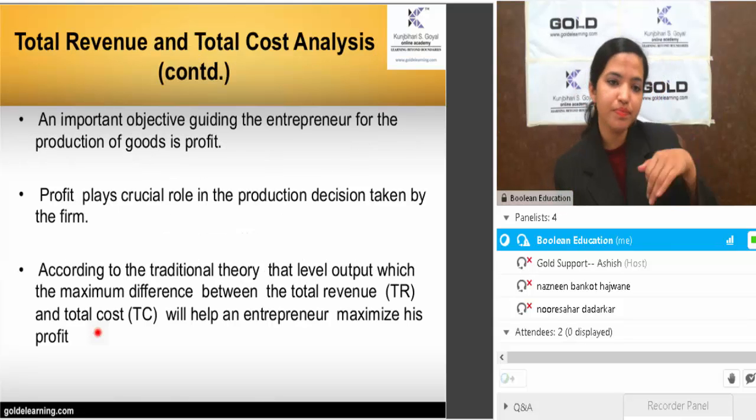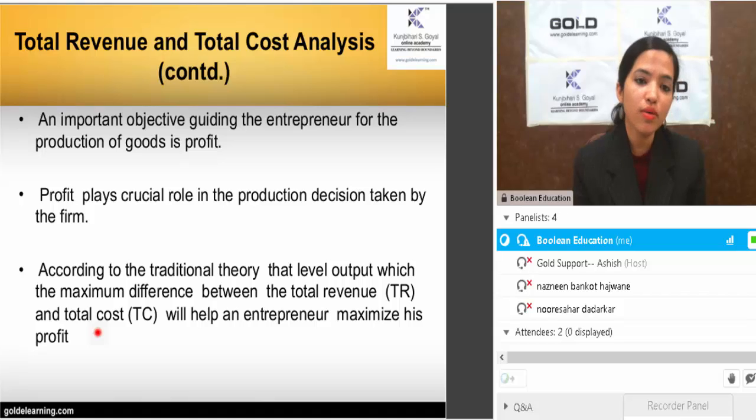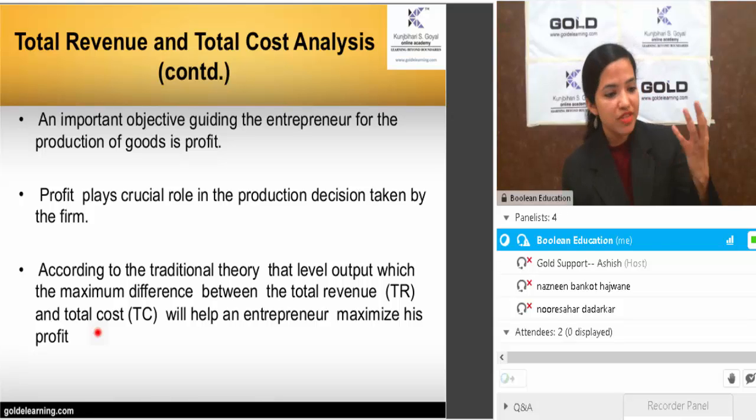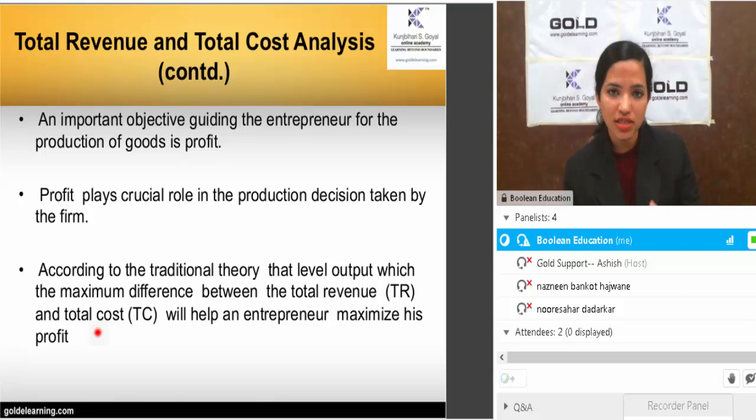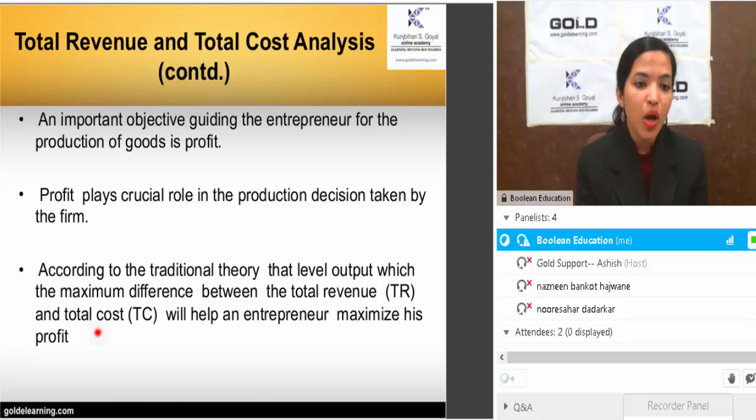output sold. An important objective guiding the entrepreneur for the production of goods is profit. Why is the entrepreneur producing? Because he is earning profit, right? What is the entrepreneur's basic aim? The incentive he has is profit, extra money. This extra money can be used again for the second round of production. That's why he is producing. That is his driving force to produce more and more commodity.